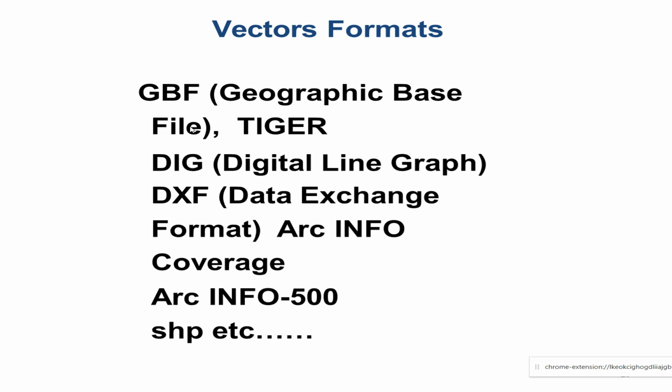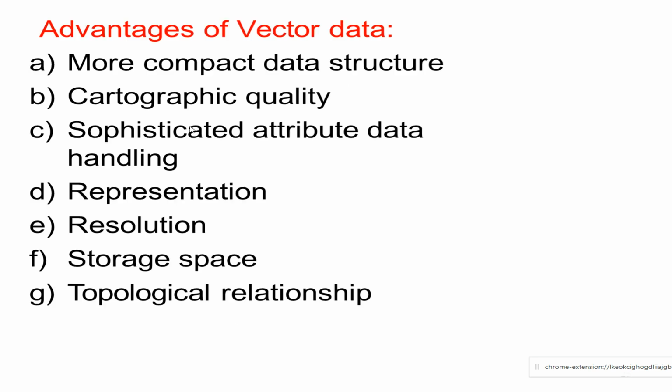And then see, as raster has image formats, TIFF format, and BMP, so many formats. Similarly, vector formats are also there, like geographical base file, TIGER, digital line graph, data exchange format, ArcInfo coverage, ArcInfo shapefile. So mostly the vectors we generally deal with are called shp. Dot shp means shapefile. So I will create one vector feature and I will show you how it is showing as a shapefile.